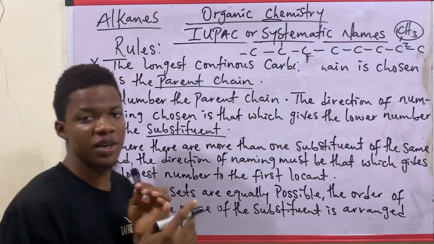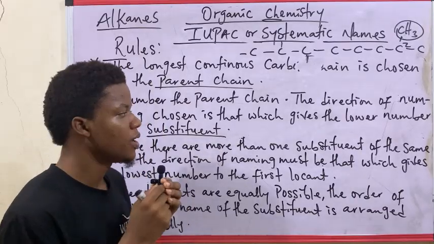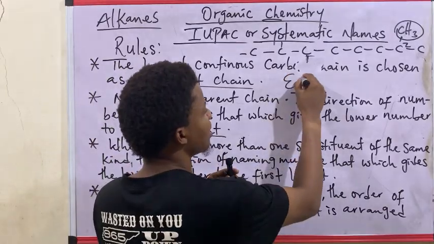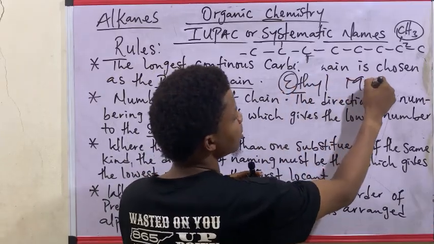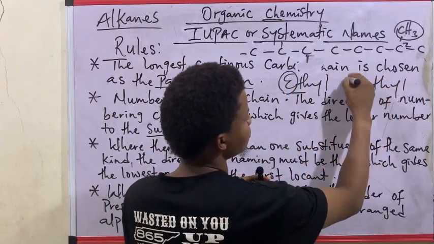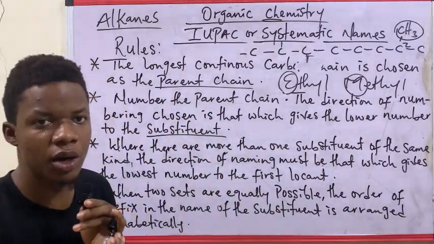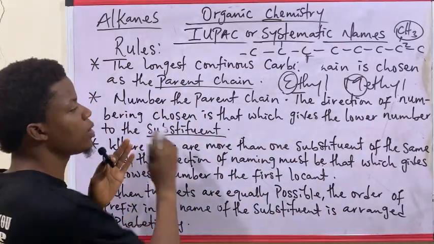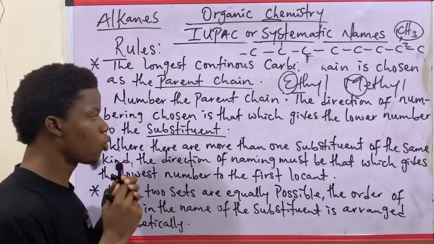So which one comes first? Ethyl comes before what? Methyl. Ethyl, that's letter E. Letter E comes before what? Letter M. So since E comes before M, you just use alphabetical order. All right. So now, please, I want you to write these things down. Then let's move to practical questions.